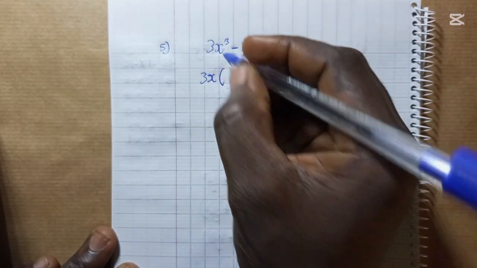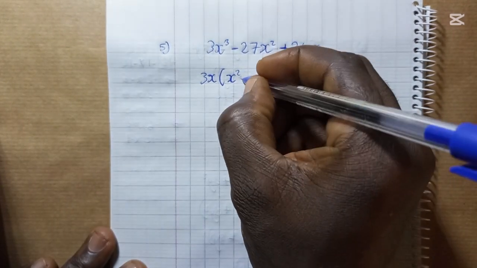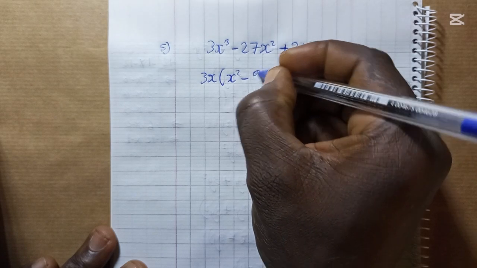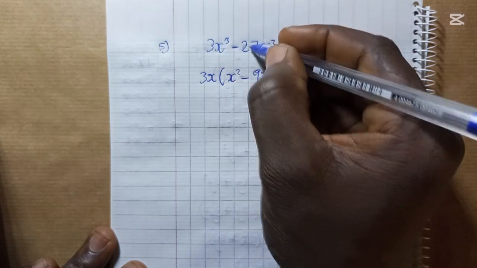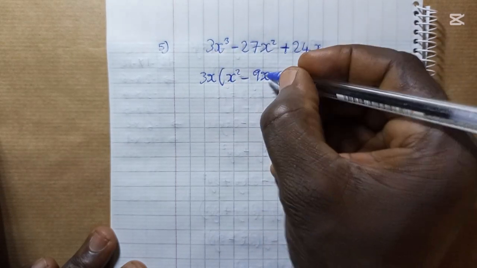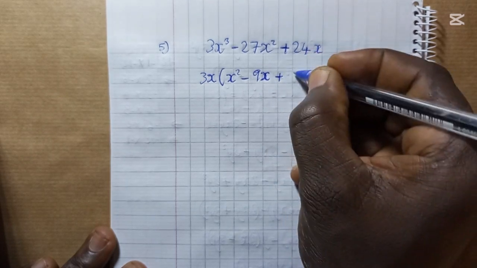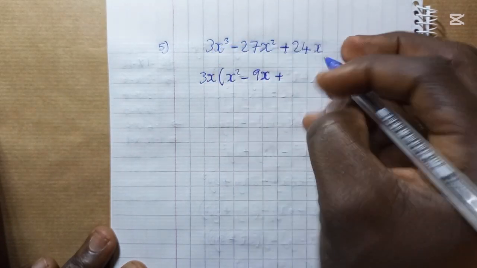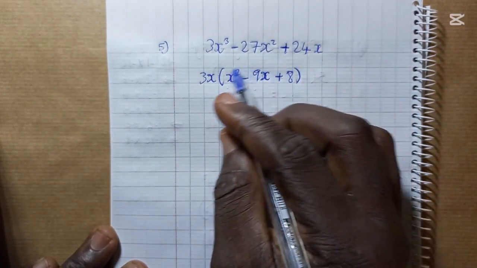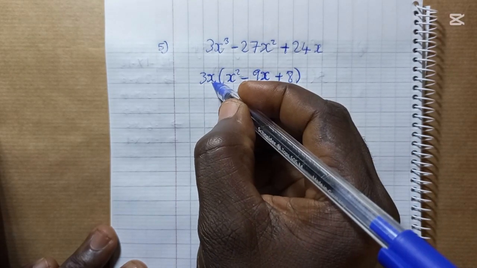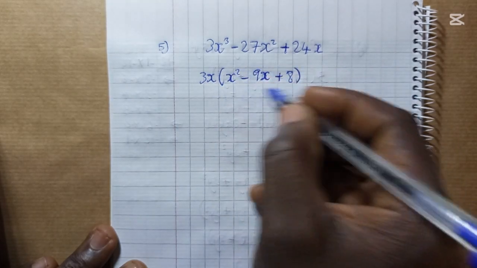And if we remove 3x from here we'll be left with x square. x square minus 9x, since minus 27 divided by 3 will give us 9x, and then you finally have plus 8, because 24 divided by 3 will give us 8. So when we factor out 3x, this is the remaining expression we are going to have. Then it's telling us that 3x is a factor, and the other two factors can be found here.